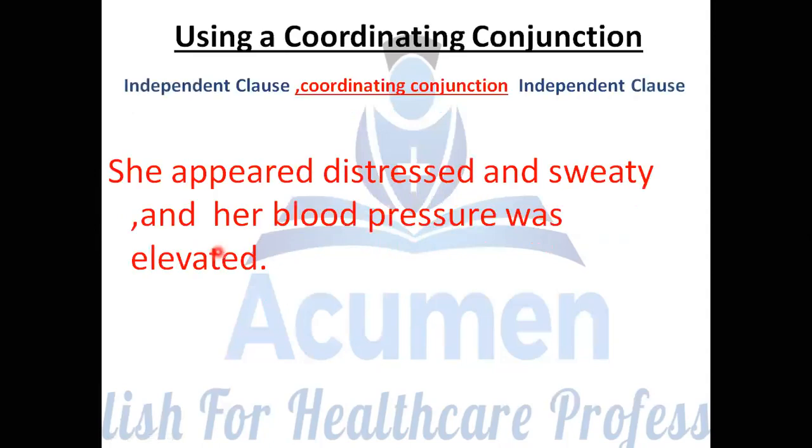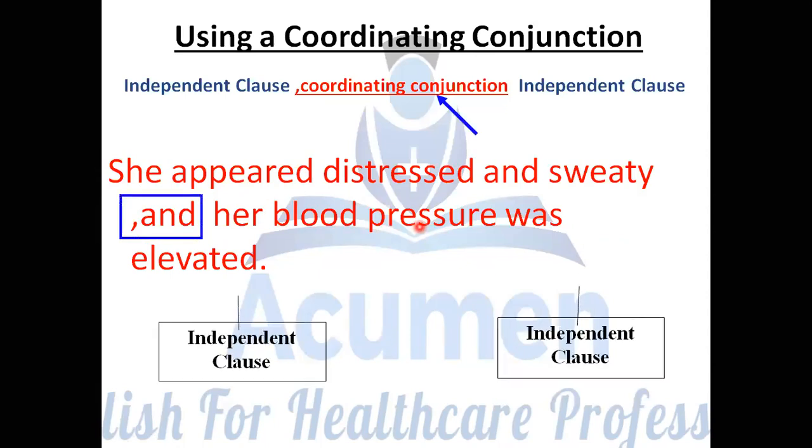Another way is using conjunction. That means I can use and, or, but. They are the three most commonly used conjunctions. But when I use it, I need to have a comma before it. Okay? So she appeared distressed and sweaty, comma, and her blood pressure was elevated. So here it is she, here it is her blood pressure, and therefore two independent sentences.